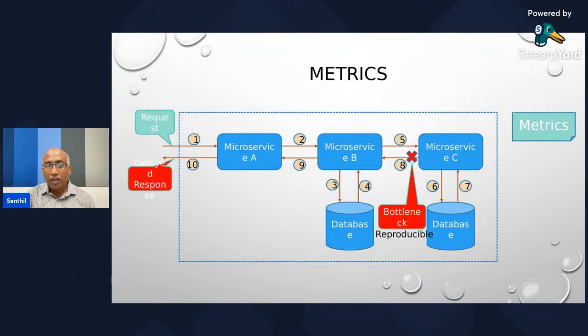And in this case, it is possible only if the problem is reproducible. So for every request that the user sends, if the response that is sent by the application is always delayed, then you can very easily rely on the metrics to figure out which microservice in this chain is actually causing this bottleneck. Okay, so metrics will be sufficient for you to figure this out.